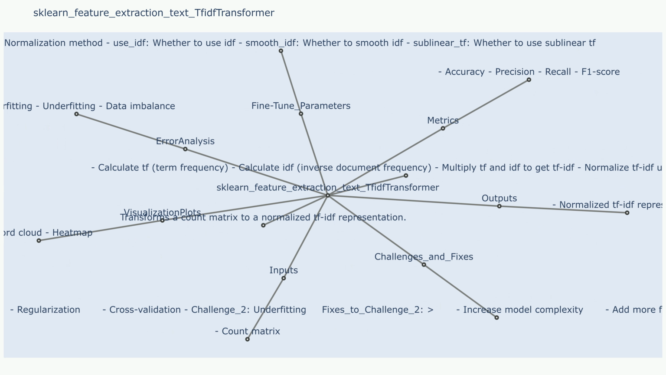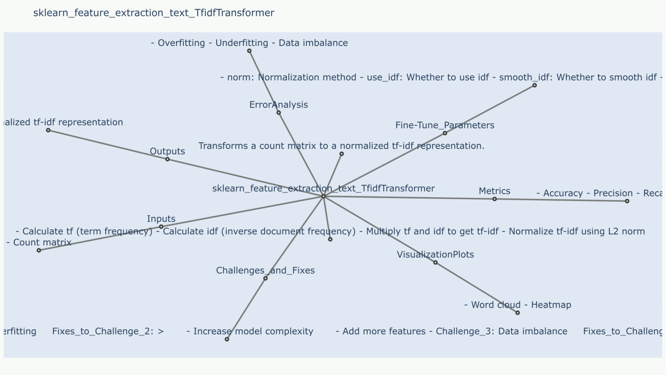Metrics. Precision. The proportion of retrieved documents that are relevant. Recall. The proportion of relevant documents that are retrieved. F1 score. The harmonic mean of precision and recall.